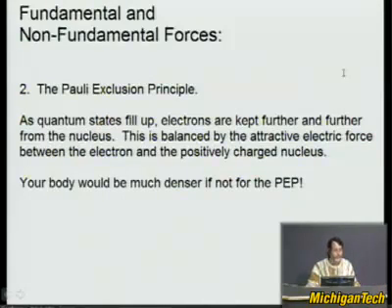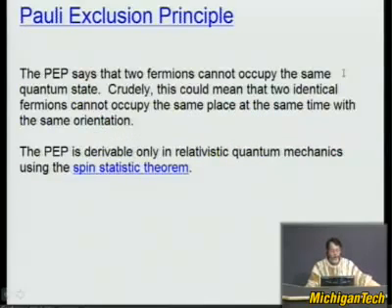So there are slightly different reasons why things are empty space. The Pauli exclusion principle, conveniently abbreviated as PEP, says that two fermions, which are basically things that have, let's say, half spin or 3/2 spin in units of h bar, Planck's constant, cannot occupy the same quantum state.